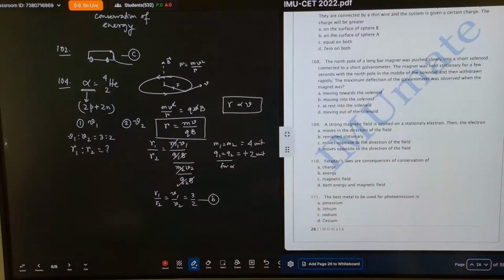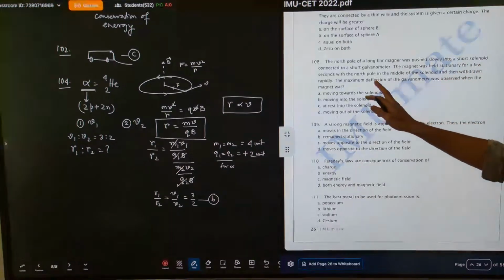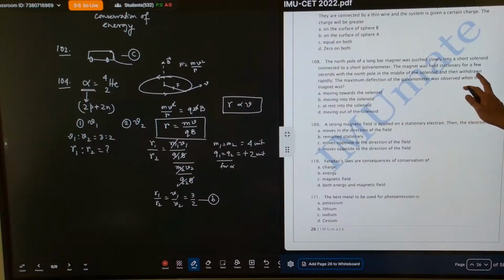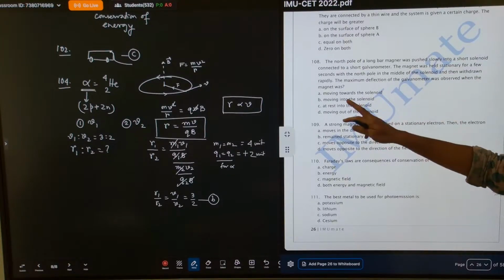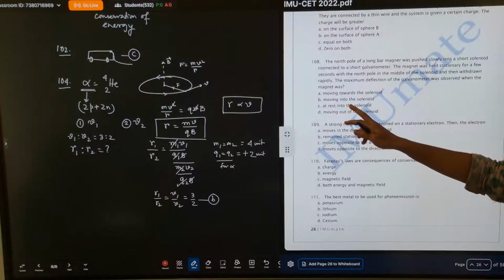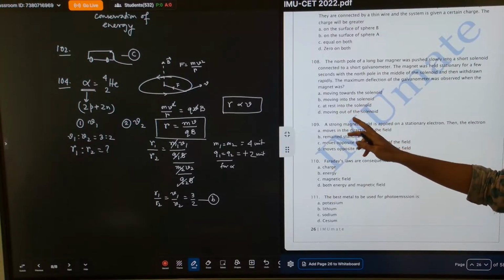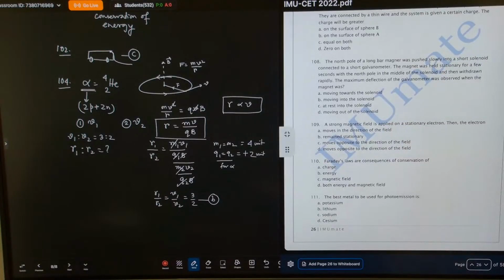108. The north pole of a long bar magnet was pushed slowly into a short solenoid connected to a short galvanometer. So there is a solenoid and we are pushing the north pole inside the solenoid slowly. If the magnet was held stationary for a few seconds with the north pole in the middle of the solenoid and then withdrawn rapidly, maximum deflection of the galvanometer was observed when the magnet was moving towards the solenoid, moving into the solenoid, at rest in the solenoid, or moving out of the solenoid. Now answer it by intuition. B. Moving into the solenoid. Why?